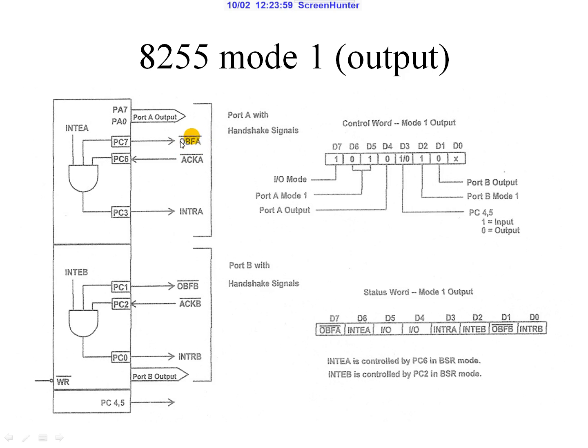Here PC7 and PC6 are going to be used as output buffer full for port A and acknowledgement for port A, and the interrupt request pin, that is PC3, is going to be used as the interrupt request for port A. And for port B also we can have different port C pins for the output buffer full.